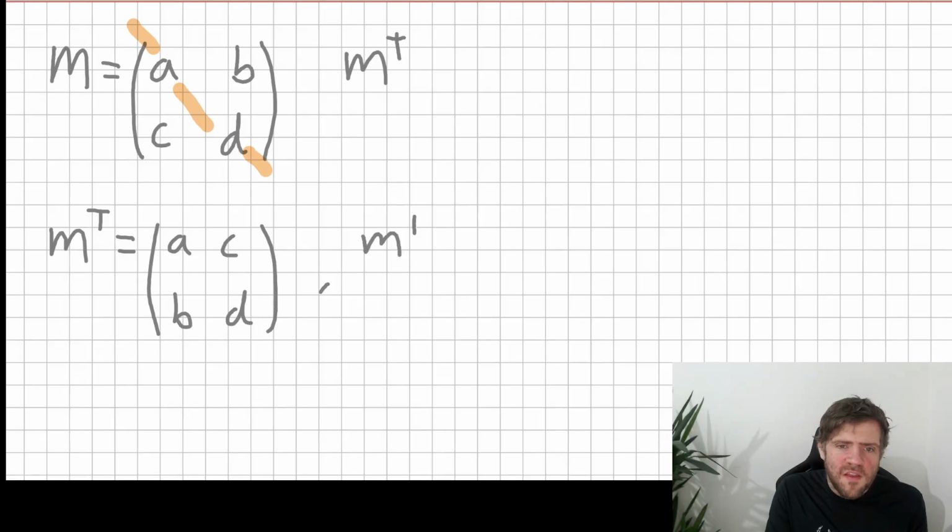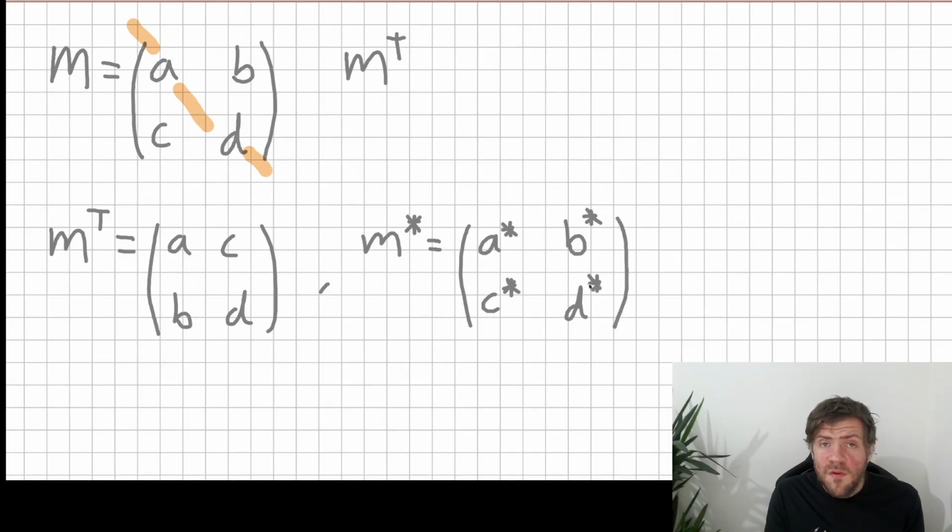Also, we define the complex conjugate, which is simply the complex conjugate of all the elements. So all I have to do is rewrite out the matrix. I have copied the wrong matrix. So this should actually have B here, as in the original matrix, because all we're doing is the complex conjugate, and this should have C there. So that is the complex conjugate.